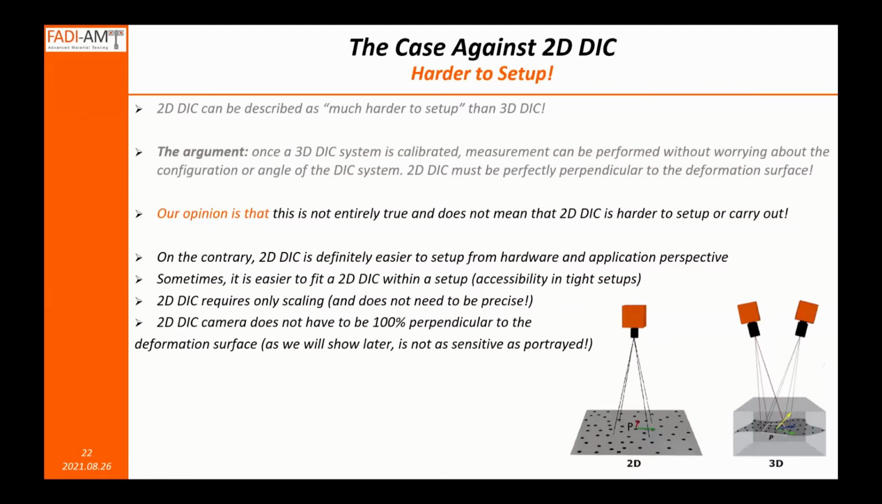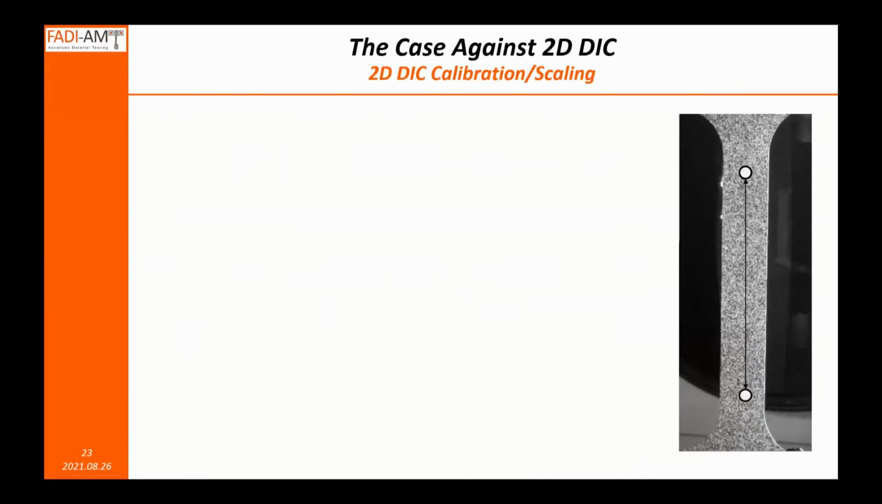And finally, in regards to the point that 2D DIC must be 100% perpendicular to the sample, we have a lot of information about this later today to show that it's not really that sensitive, to the point that you would spend half a day making sure that the setup is absolutely perfect.